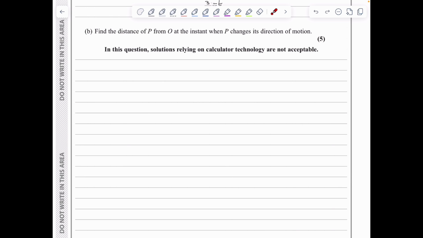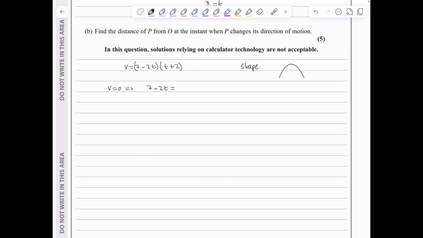Now in part B, we need to find the distance of P from O at the instant when P changes its direction of motion, and it makes sense to start by sketching the graph of v against t. We've got the factorized form of v in terms of t. We know that this is a quadratic with the coefficient of t squared being negative, so it's a sad face quadratic.